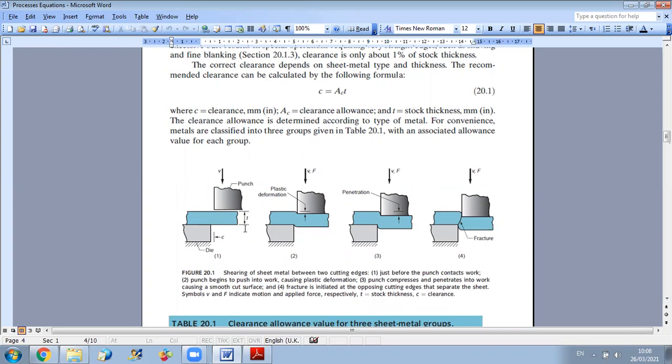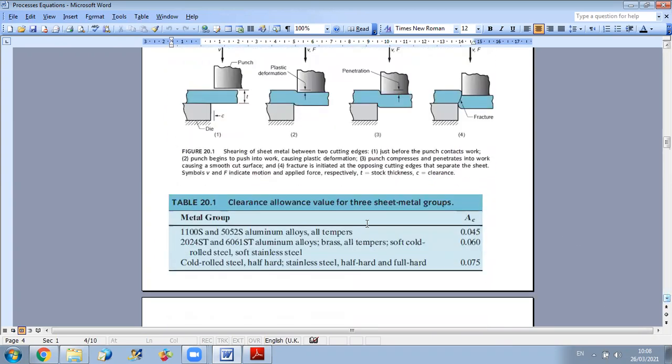Here you have a table that will give you, depending on the type of the metal, what will be the clearance allowance needed for the different sheet metal groups. So here we have these different groups. For example, for aluminum alloys and tempers, you have a clearance allowance of 0.045, while for cold rolled steel or half hard steel, etc., you will need a clearance allowance of 0.075.